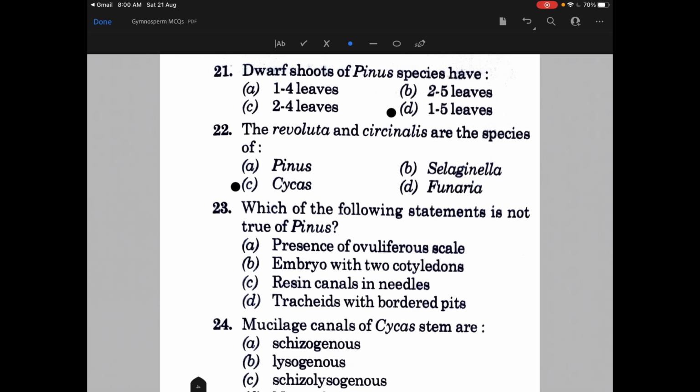Next, which of the following statements is not true for Pinus? And the answer is B, that is embryo with 2 cotyledons. Okay. Because embryo with 2 cotyledons are dicots from angiosperms.